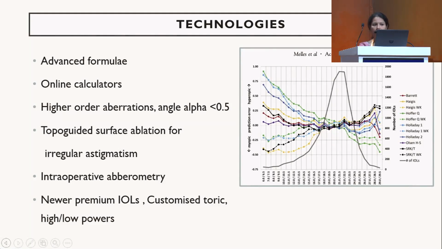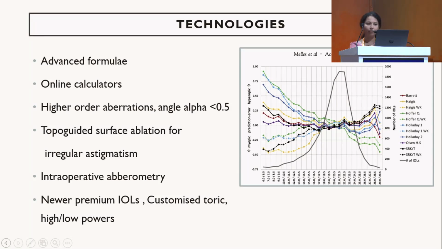nowadays. The advanced formulae, especially those which are hybrid, which use both vergence and the artificial intelligence incorporated, are giving excellent results. And the best part is we have online calculators which are available free, especially in the ASCRS or APACRS websites, which are accessible to everyone and can be used.